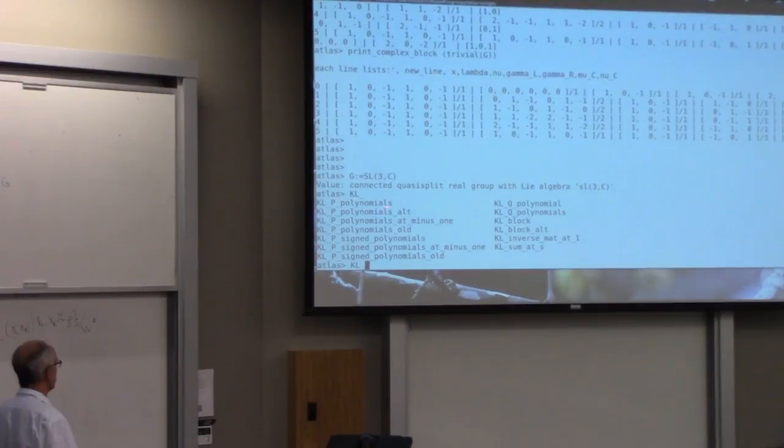So there are KLP polynomials and KLQ polynomials. In our parlance, there are two matrices. There's the Q matrix, which gives multiplicities of irreducibles in standards, and there's the signed P matrix, which gives the multiplicity of standard in a character formula of an irreducible. And these two matrices are each other's inverses.